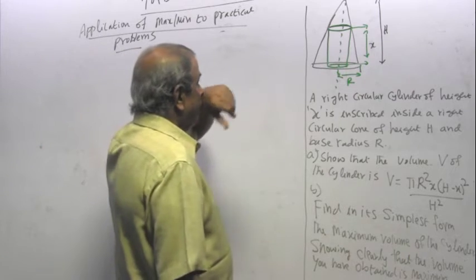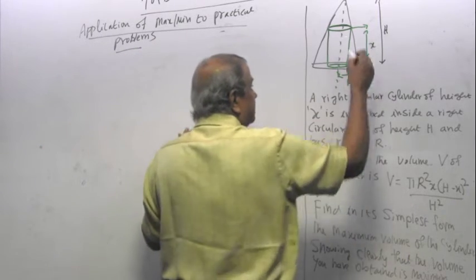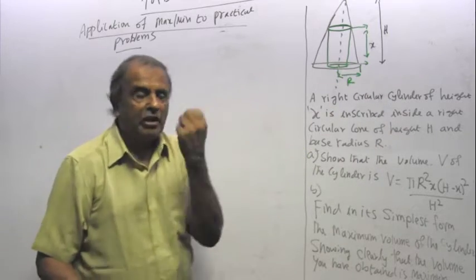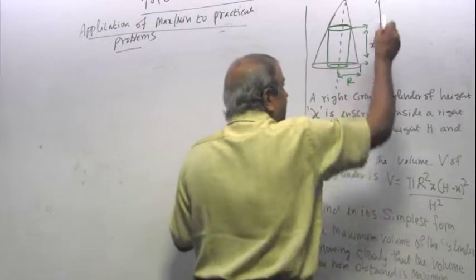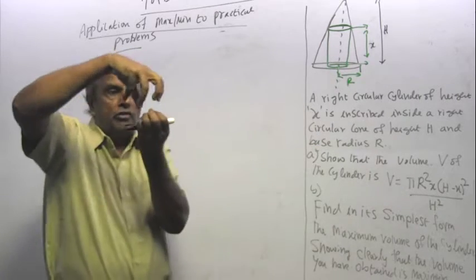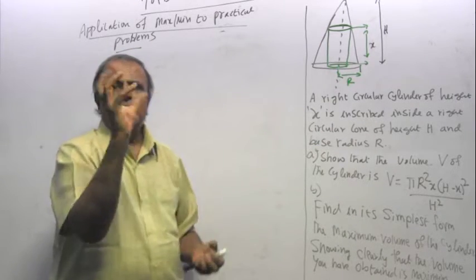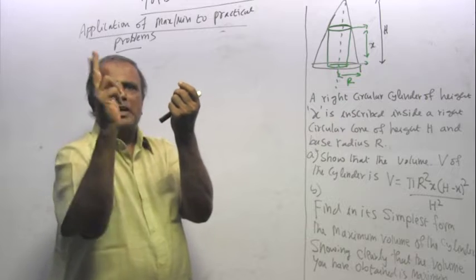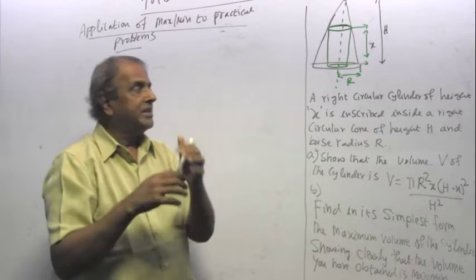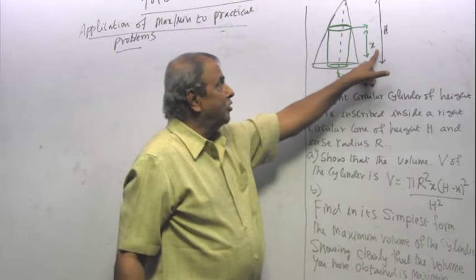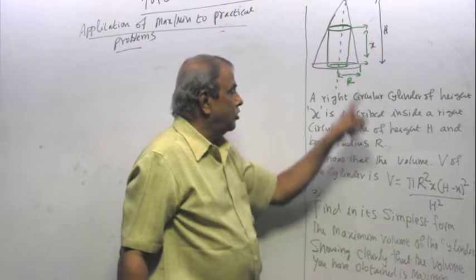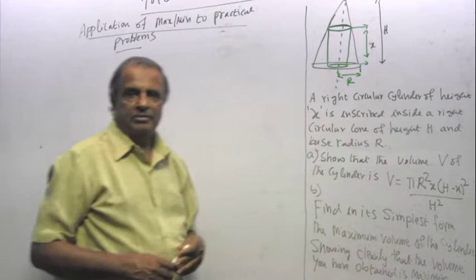Right. You're being told there's a cone, where R, the radius base of the cone, is a constant. The height h of the cone is a constant, and inside the cone you sort of drill out, like imagine you got a cone and you take a drill and nicely remove a cylindrical tube from it. That cylindrical tube has height x, and you're asked to show that the volume of that cylindrical tube is that.